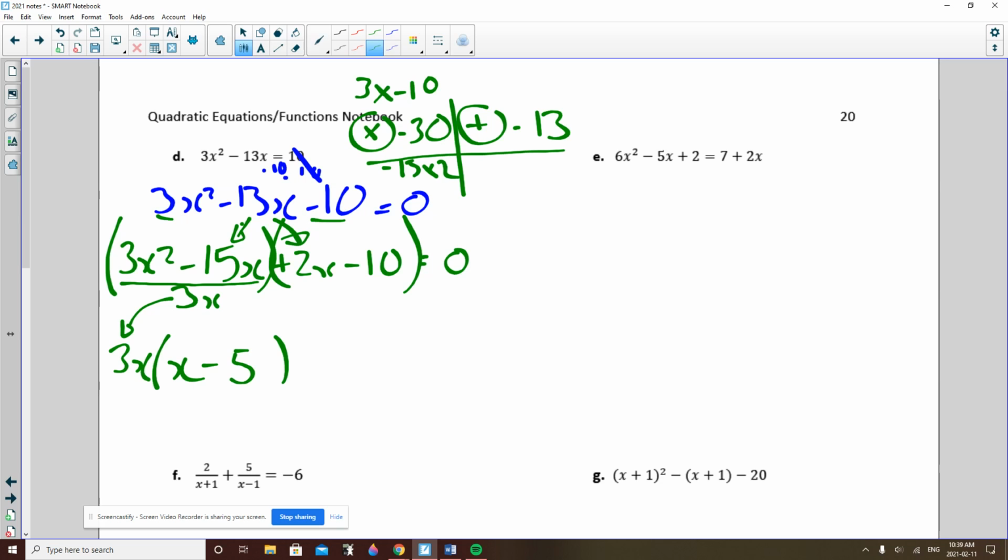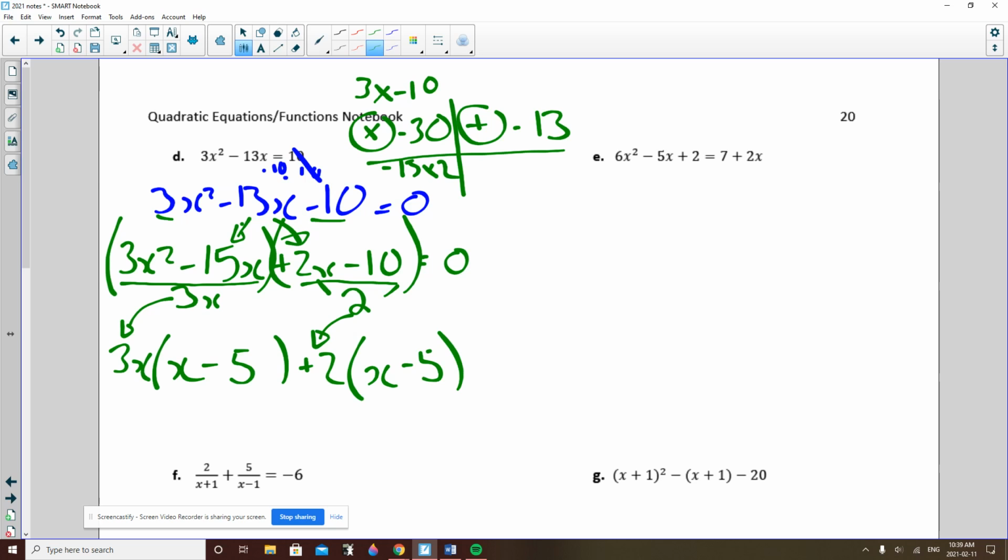Next set of brackets, I'm looking to remove the greatest common factor, which is 2x minus 10. So the greatest common factor is 2. That comes to the front. That's a +2. And then each term gets divided by 2. So 2x divided by 2 is x. And -10 divided by 2 is -5.